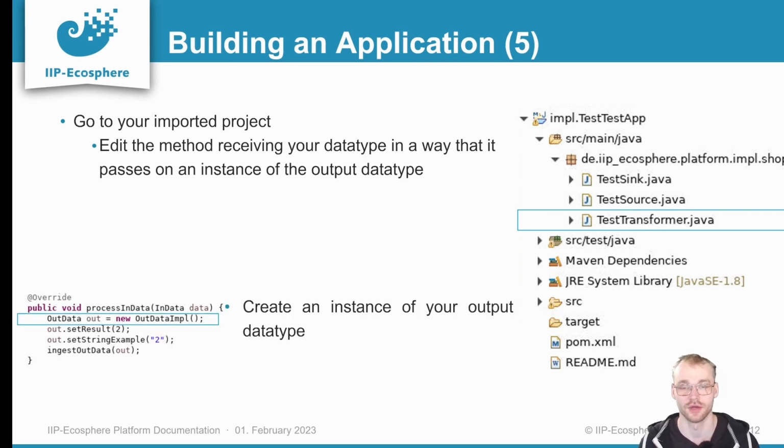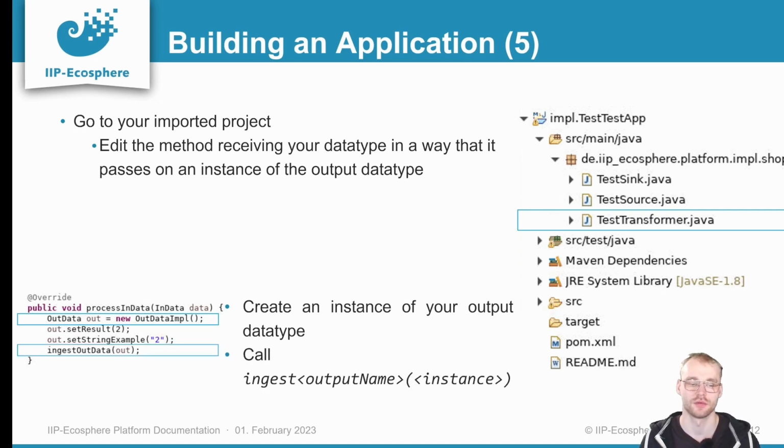We first create an instance of our output data type to add values to, to pass on. And once we've added values to this, theoretically after some transformation via logic applicable to your situation, you call ingest out data, which is basically ingest, the output data name, and then the instance. This is for asynchronous services. So if our source had been asynchronous, we would also use ingest there.